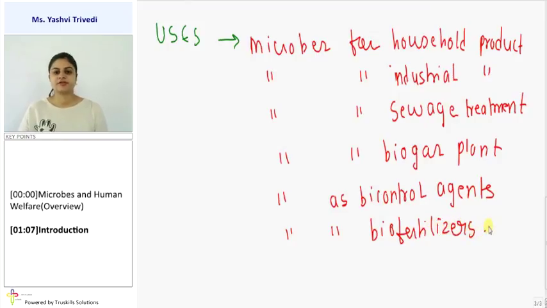So these are the different types of uses which we are going to study in this chapter for the microorganisms used for human welfare. First, household products, that is the daily products we use at our home. It can be curd, milk, cheese, anything like that. Then in industrial products, for example the production of different types of medicines, such as antibiotics, and different chemicals, different microbes are used, so we will study that in that topic.